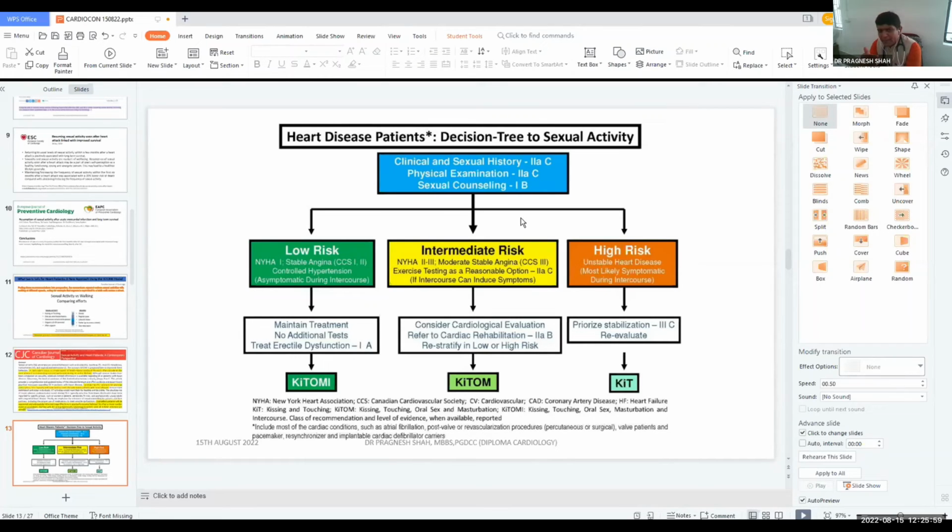Then intermediate risk, meaning the patient has NYHA symptoms of class 2 or 3 or moderate stable angina, and performs 2 to 3 minutes on the TMT, they can have the KITO modules. And patients who are high risk, with unstable angina, not able to perform, or in NYHA class 3 or 4, can follow the KIT modules. It means also only kissing and touching.